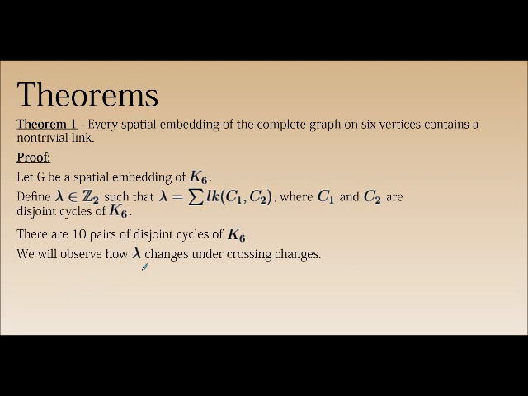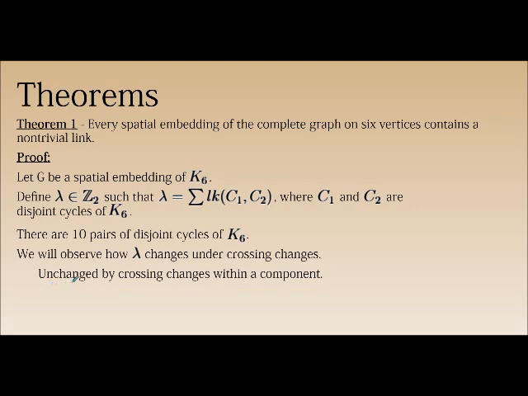And we're going to observe how lambda changes under different crossing changes. Because we want to talk about all spatial, sorry, not all, but every spatial embedding of K6, we're going to assume that we can obtain new embeddings of K6 through changing crossings, sometimes one at a time and sometimes more than that.